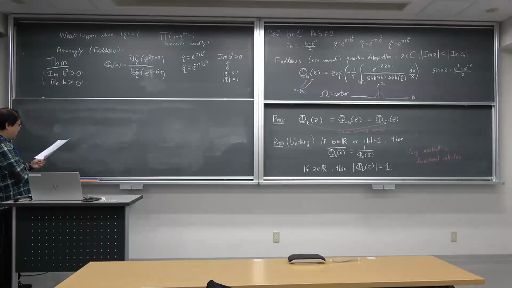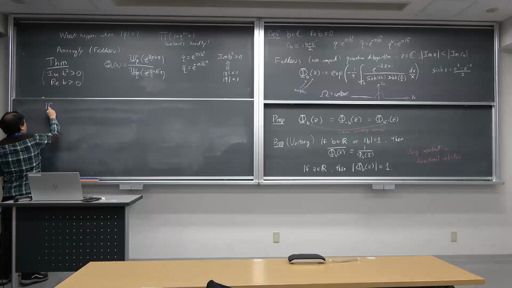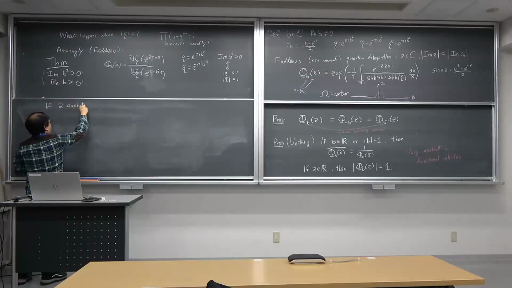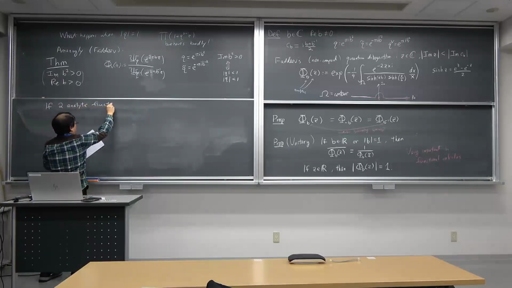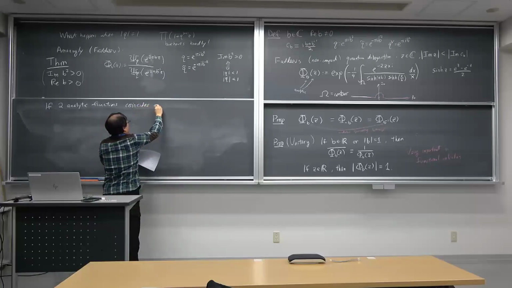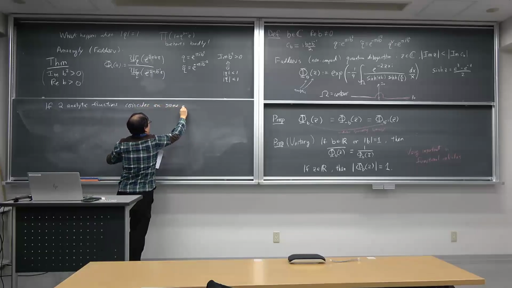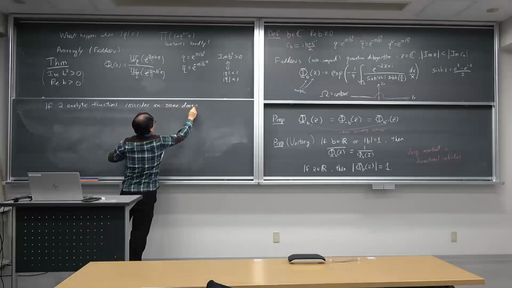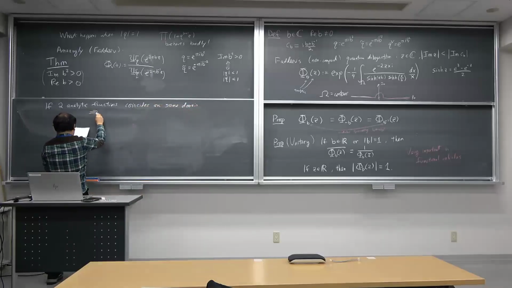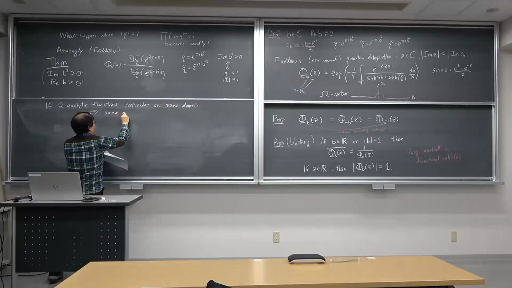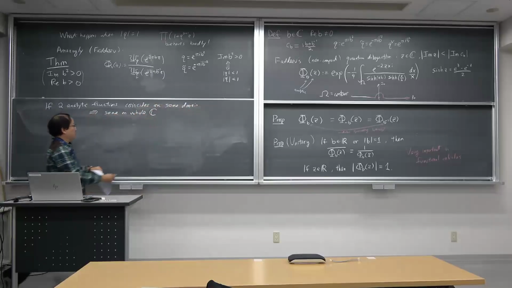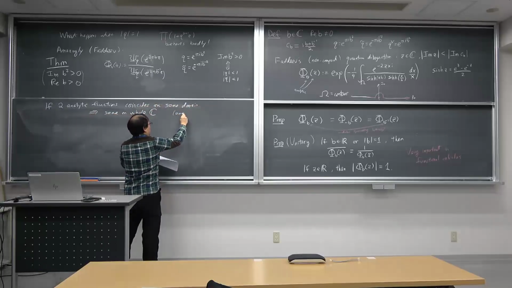And so to prove this kind of relation, the usual techniques from complex analysis states that if you have two analytic functions that coincide on some domain, then they will be the same on the whole complex plane. So this is the analytic continuation theorem.